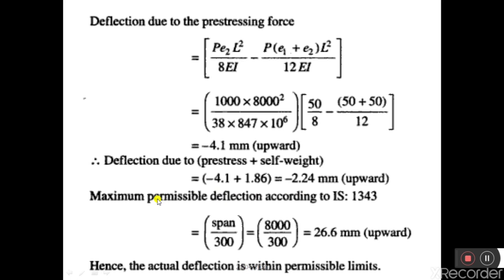So what is the permissible deflection according to IS 1343 for upward deflection? It is span by 300. So span is 8000 by 300, which gives 26.6 millimeter in upward direction. The maximum deflection of the beam is 2.24, and the allowable deflection of a beam as per IS 1343 is 26.6 mm. Therefore, the actual deflection is within permissible limits.